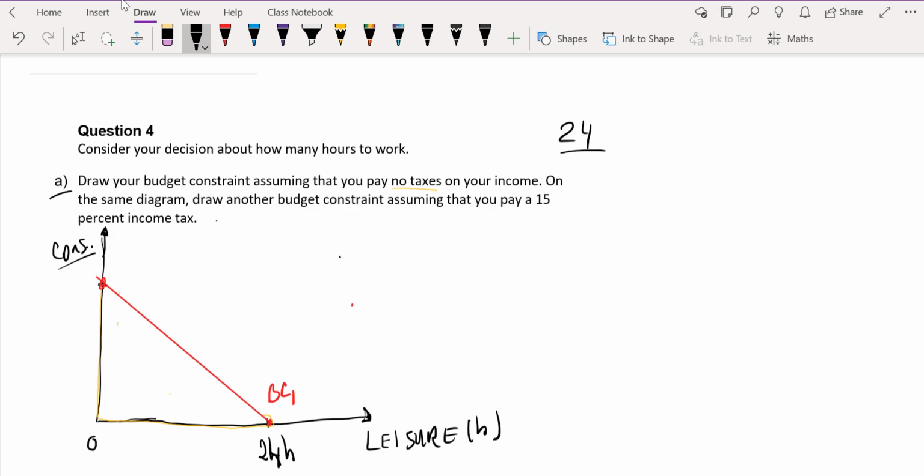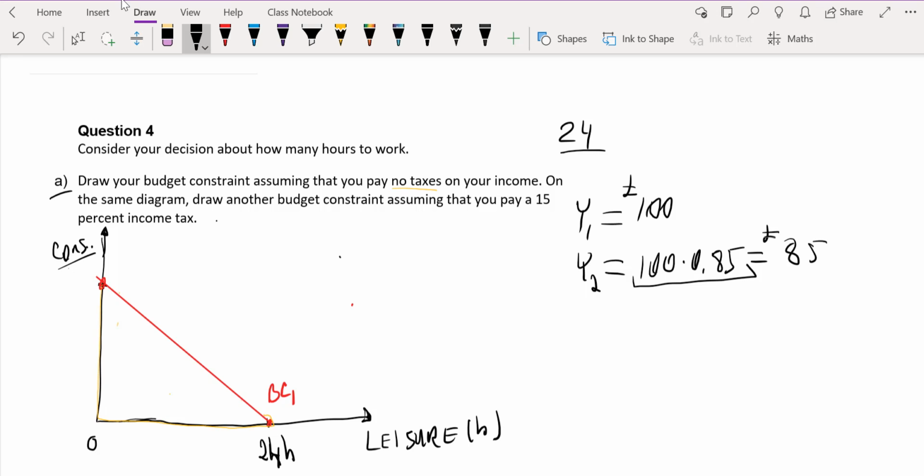Now, next, on the same diagram, draw another budget constraint assuming that you pay 15% income tax. With that 15% income tax, let's say my original income was £100, and I'm just picking that as an example. My second, after-tax income, which is now our disposable income, is 100 times 0.85, or 85. That is the amount of disposable income I will have after tax. So that's £85. My income declined by £15.